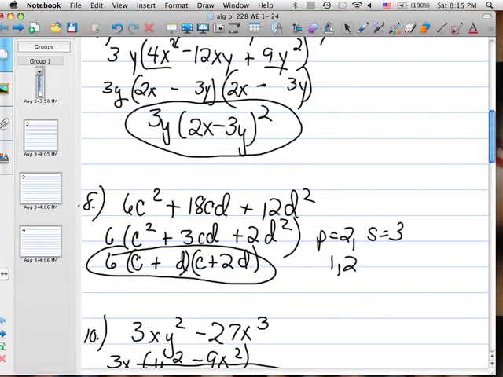So we bring down the 6, take the square root of c squared, which is c, put that in the front. The square root of d squared, which is d, put that at the end. One of them has to be plus 1d and the other plus 2d.